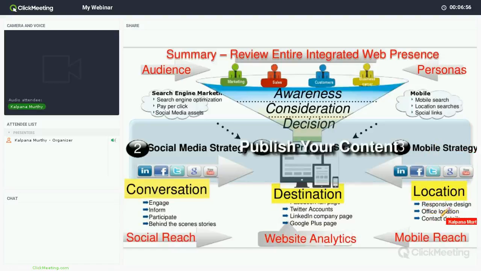And of course, mobile strategy is critical these days. Most people do their research on their cell phones or tablets. At the least, you should have a responsive design website so it is easy to navigate and find what they're looking for.